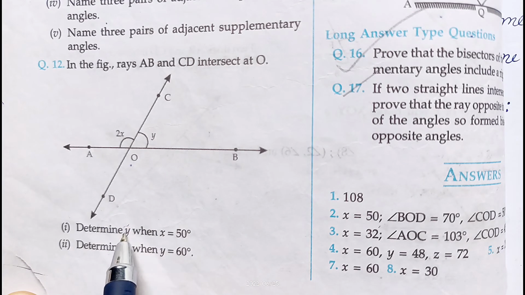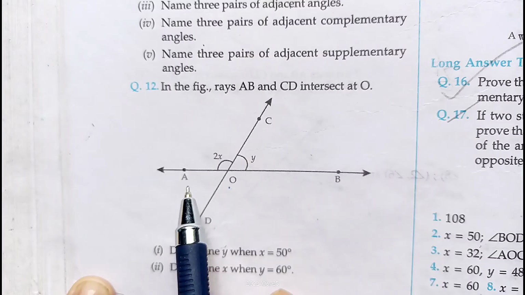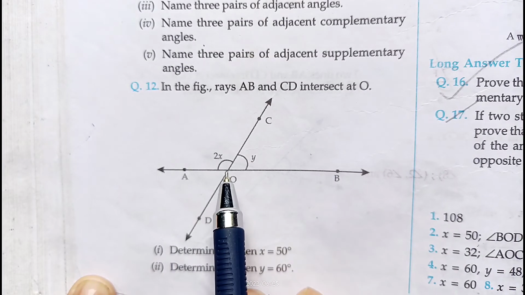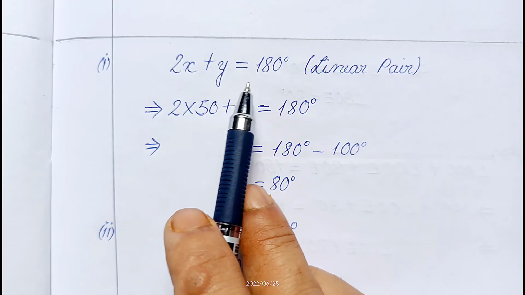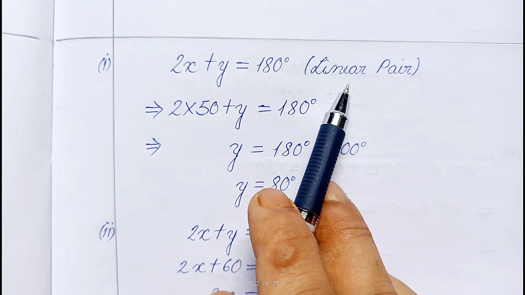We have to find Y when X equals 50 degree, and we have to find X when Y equals 60 degree. Since AOB is a line, twice X plus Y will be 180 degree. In the bracket you should write linear pair.